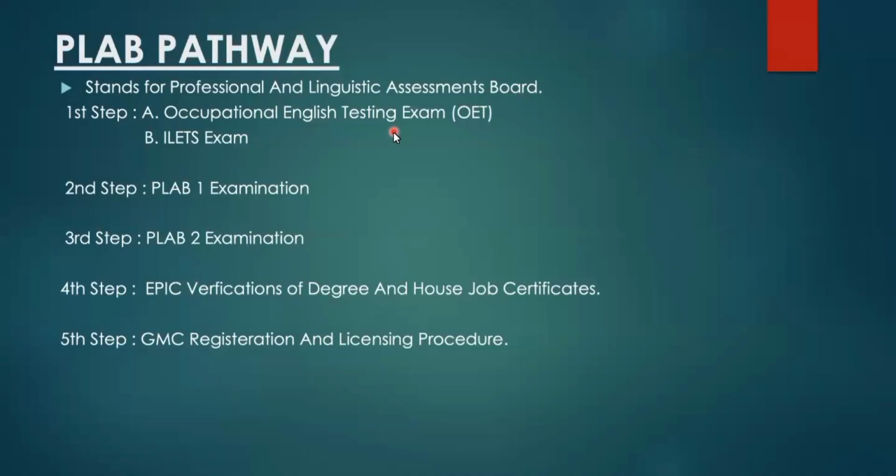There are two tests. One is the occupational English testing, and the other is the IELTS. The second step of this pathway is the PLAB 1 examination. The third step is PLAB 2 examination. The fourth is the EPIC verification of degree and house job certificates. The final step is the registration and licensing step with the General Medical Council.